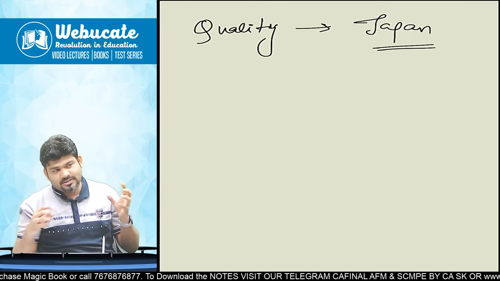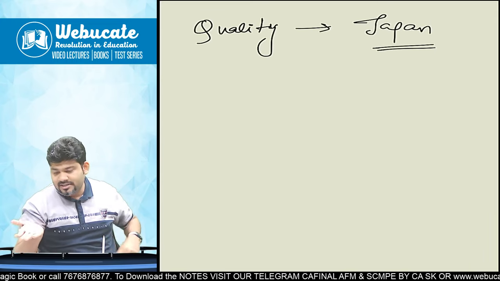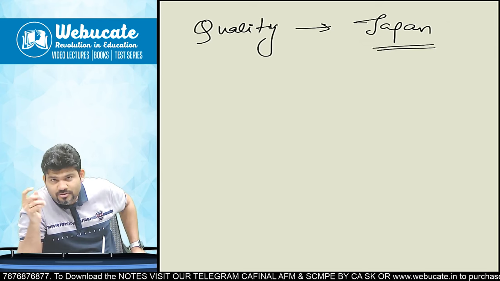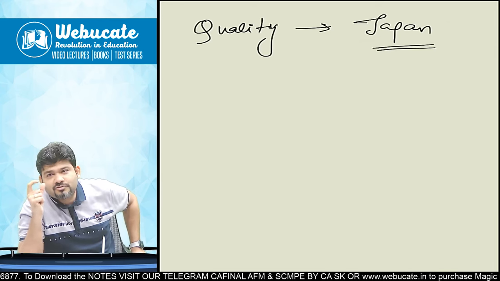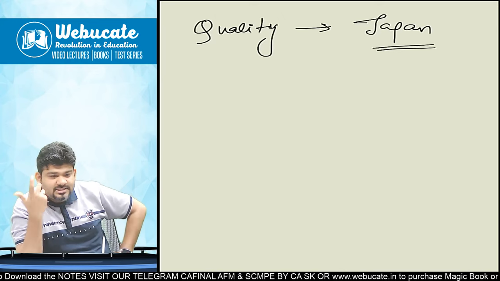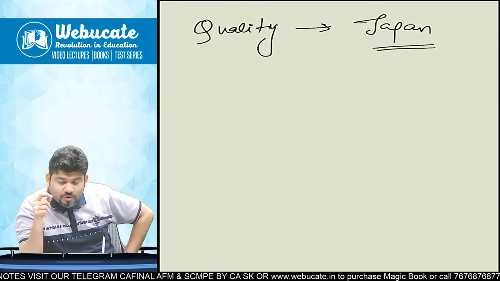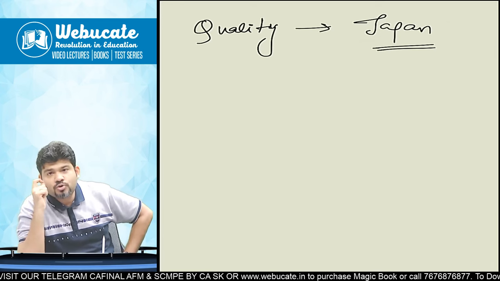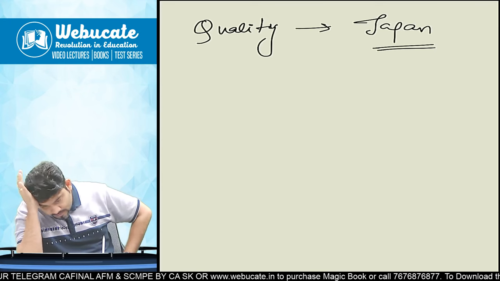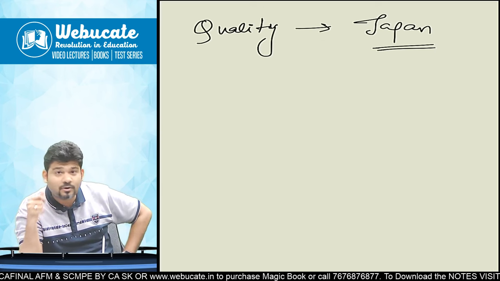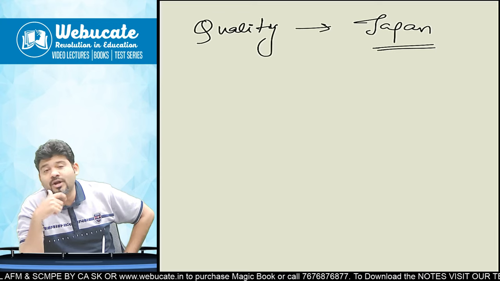Because when these Americans reached Japan, they saw that Japanese products were hopeless. They were shoddy, you know, not good quality. So that's where Japanese people thought that we want to become the manufacturing hub. We want to give the best products to the whole world. So the American economist and quality specialist said that, my God, your products are very bad. How is it possible that you will be able to give quality products?